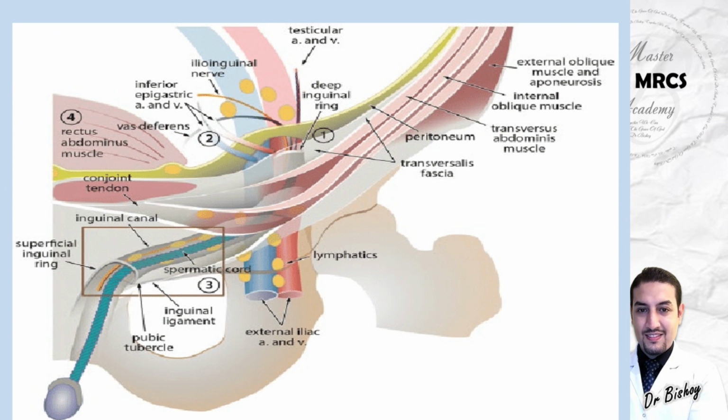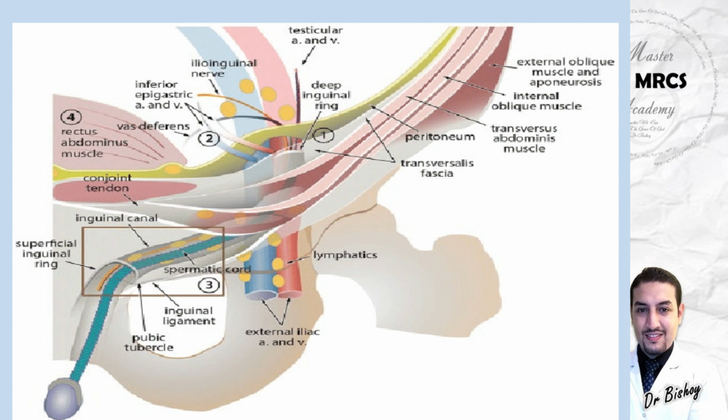So let's continue our boundaries. We agreed that the anterior wall is the external oblique and the posterior wall is the fascia transversalis. The roof will be the fascia transversalis and the internal oblique forming with the transversus abdominis the roof for this canal, while the floor will be the inguinal ligament.